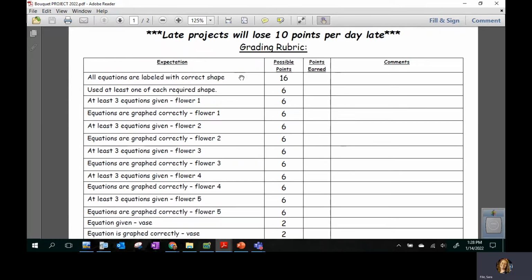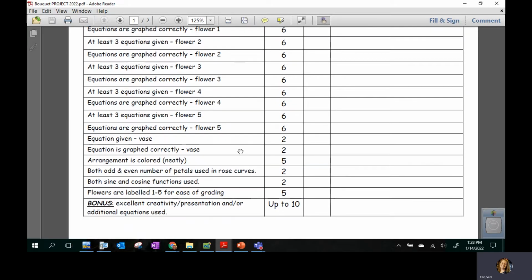If you go through this looking at your project and checking, you should pretty much know what grade you're going to get. There is an opportunity for 10 bonus points maximum. That can be from the presentation or creativity, going above and beyond on that portion. And also, if you're not artistic or creative, or you don't think you're going to get extra points doing that, you can still get bonus points by doing additional equations.